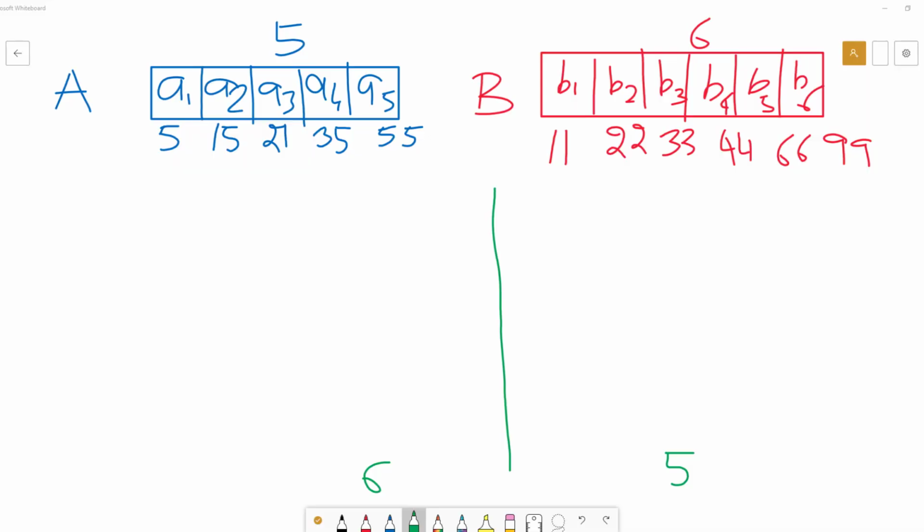So based on our previous discussion, now we are talking about how do we partition these two arrays in such a way that the left side has 6 elements, the right side has 5 elements, and we also want to make sure that all the elements on the left side are smaller than all the elements on the right side. So what we will do is apply binary search on the left side to find the optimal partition point.